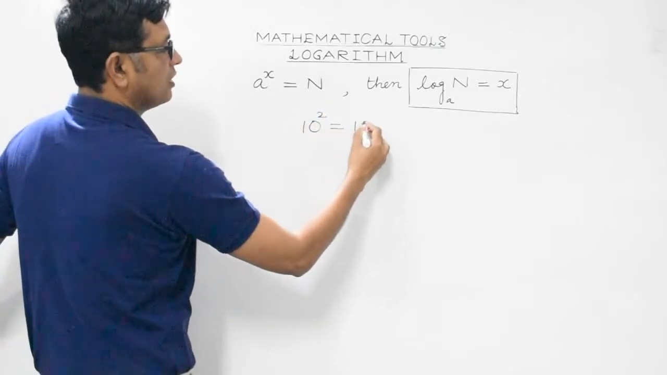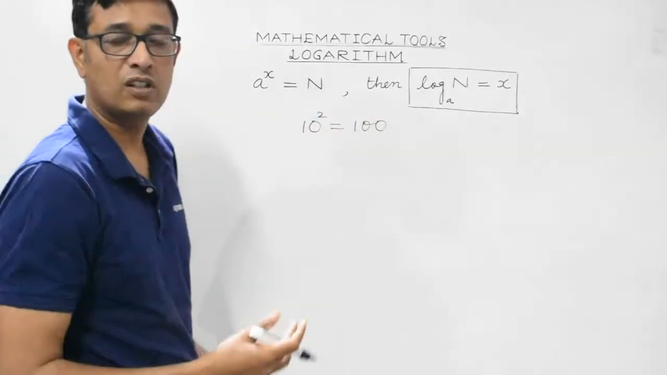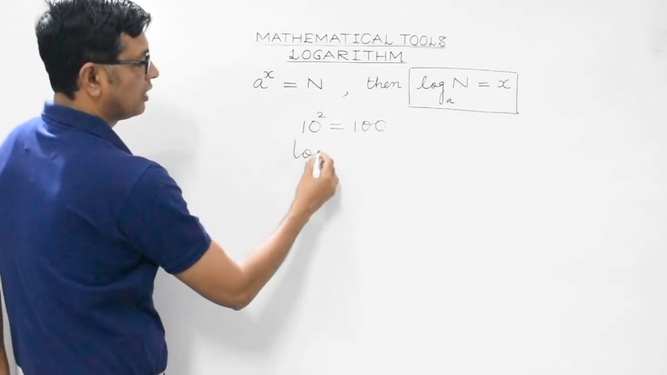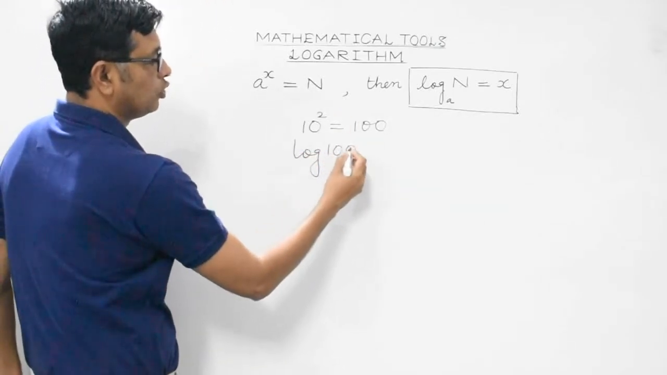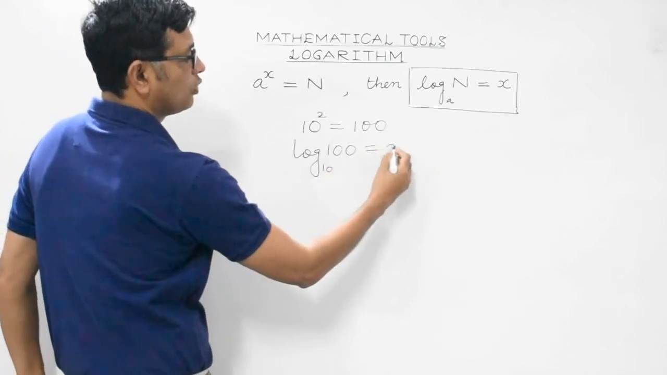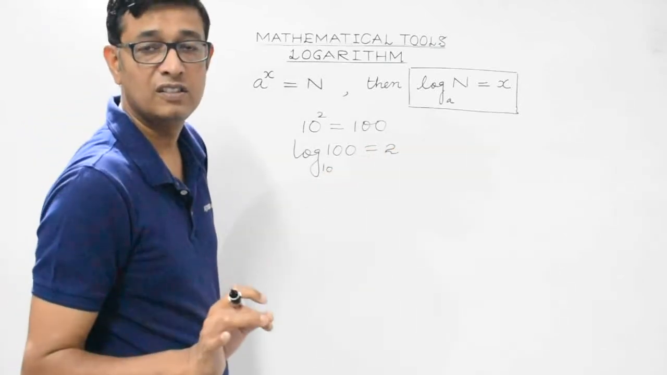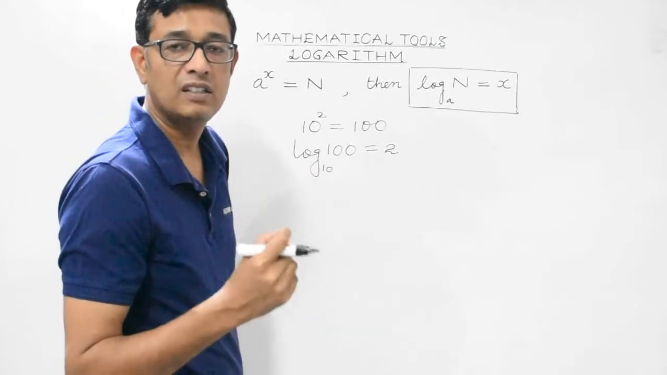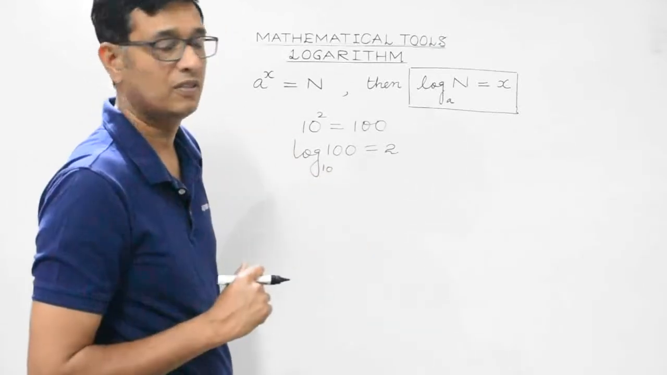It is equal to 100. Right? Let's find out the value of log 100 to the base 10. So it is log 100 to the base 10. It would be equal to 2. Is it clear? So the value of logarithm of 100 to the base 10 is equal to 2.